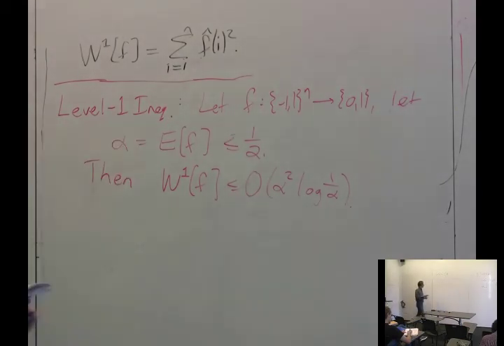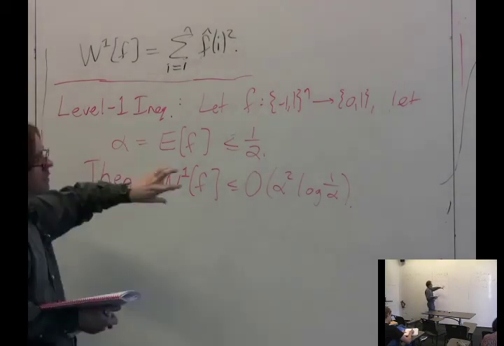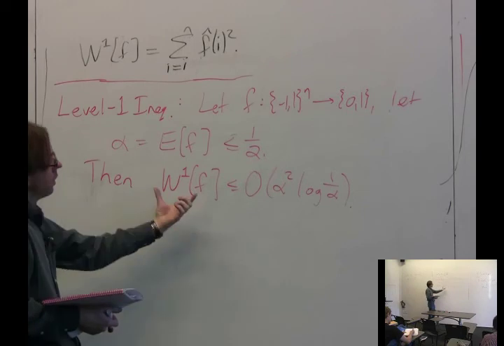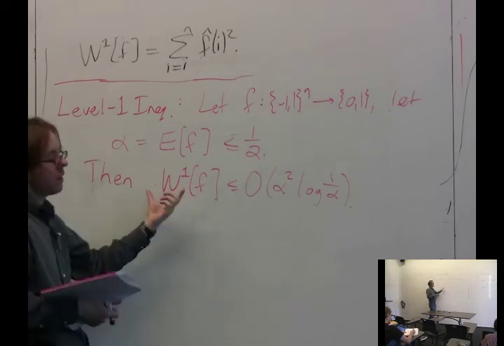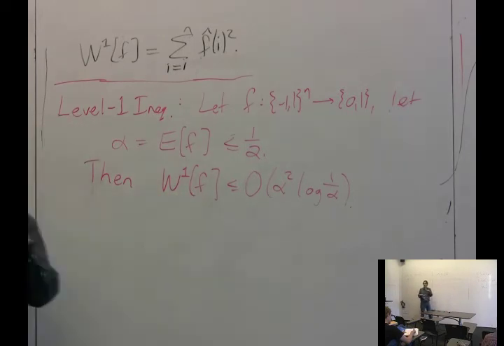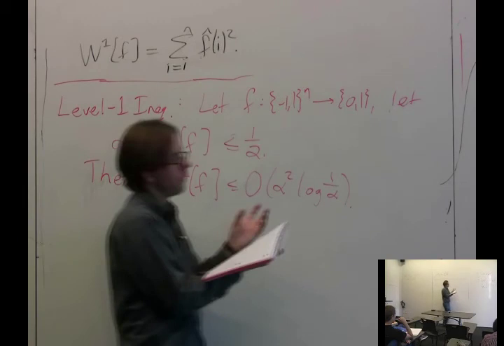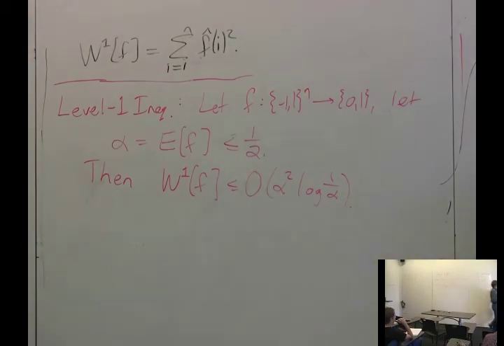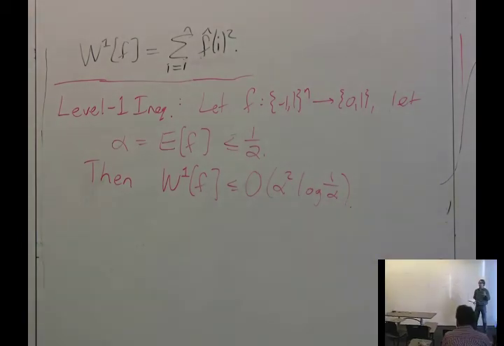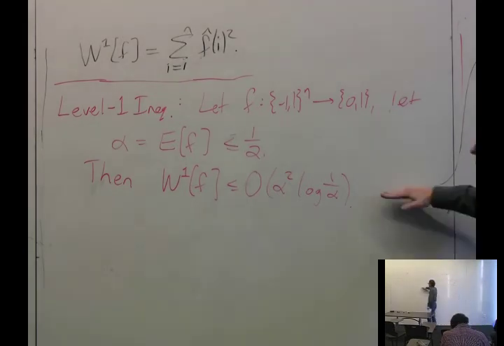So what that's saying is if alpha is small, if you're the indicator of a small subset of the cube, this thing is very small. And as we said, this weight at level 1 is kind of a proxy for your noise stability for small rho. So it's expressing this idea that small subsets of the cube are very noise sensitive. They have very low noise stability, unusually low. So this is one statement of that phenomenon.